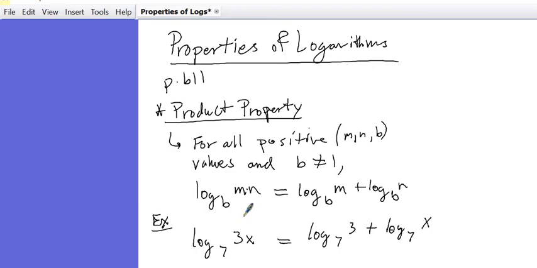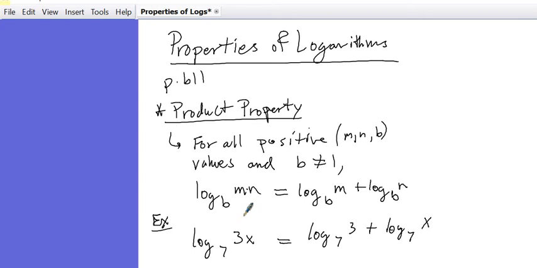So today we're going to be talking about the properties of logarithms. In doing so, we're going to start with the first property, which is the product property. I'll give you a chance to copy this down and then we will discuss it.